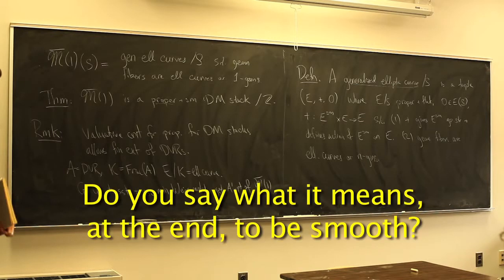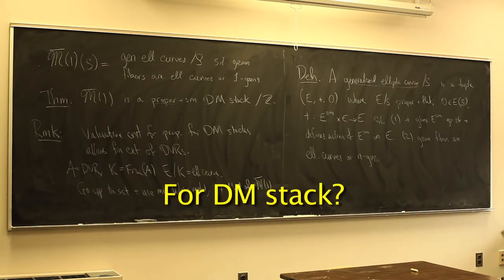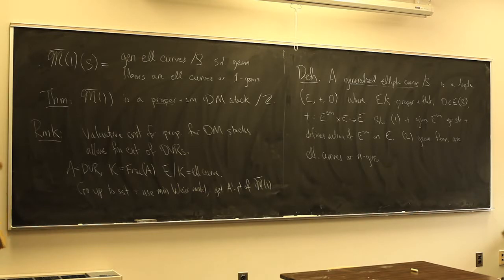Yeah? To be smooth? No, but it means that you have an étale cover by a smooth thing. Because if you have a scheme, it's smooth if and only if it has an étale cover by a smooth thing. And so you just make that definition for stacks. Yeah, there's also an infinitesimal criterion. That would say that you can lift things, and for curves the obstruction theory is unobstructed because there's no H2 for a curve. So you could also prove the smoothness that way.